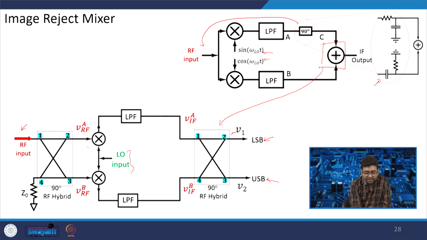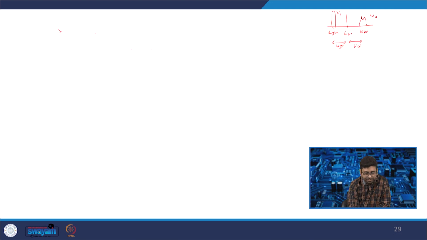You can use the last example we discussed, where V_RF is applied and this is a mixer. Here you can use any mixer: a diode based mixer, a FET mixer, whatever mixer you want to realize, but it should have a multiplication function. Once it is multiplied, it goes through a low pass, that is V_IFA. So, V_IFA is the filtered and mixed output.